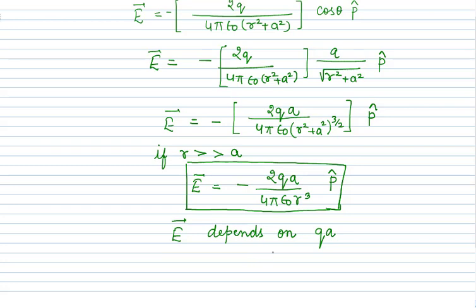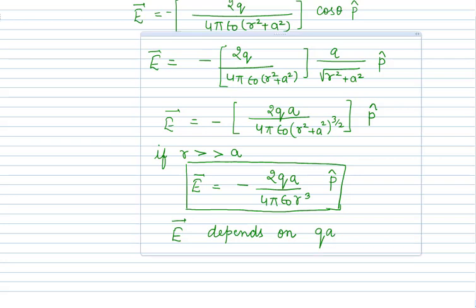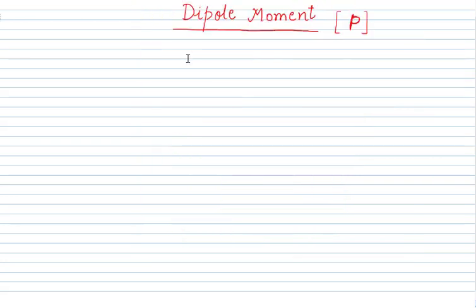Now we move on to our next topic. We will study about dipole moment. Dipole moment is represented with the symbol capital P. So whenever we are having a dipole, then we can represent its dipole moment with P, and P is equal to charge multiplied with the distance between those charges.